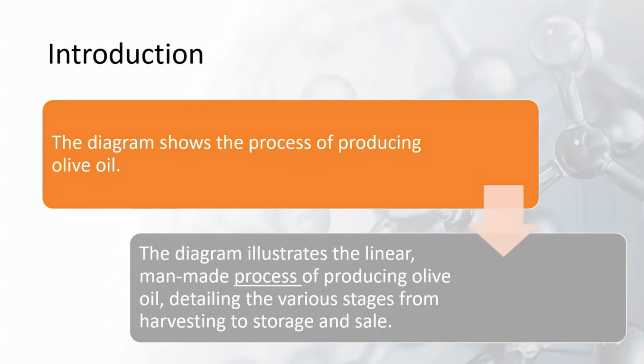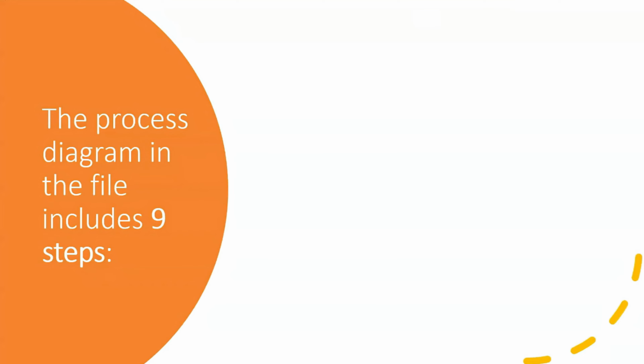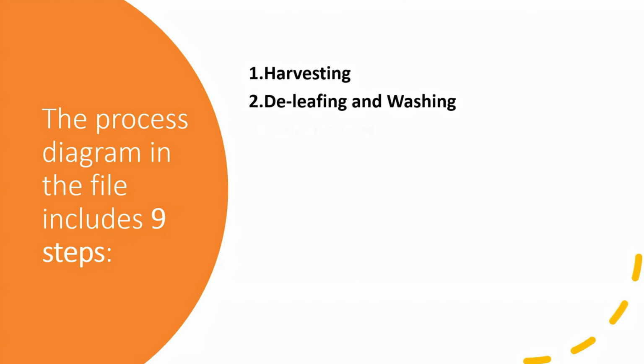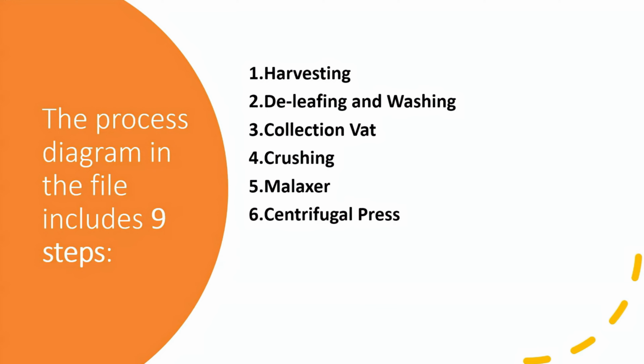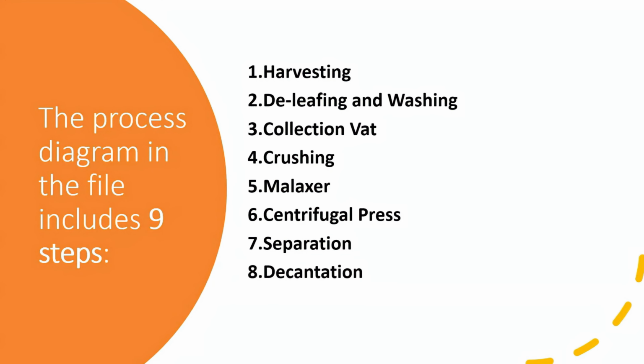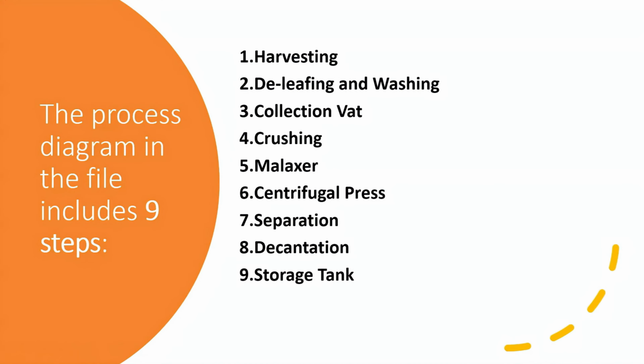And if you notice, instead of the word shows, we've written the word illustrates because it's stronger, more formal vocabulary. And we should note that in our little diagram, the process essay included 9 steps, and that's important for our overview. So let's list them. It included harvesting, deleafing, and washing, collection vat, crushing, the malaxer, the centrifugal press, separation, decantation, and finally it goes in a storage tank. So these are 9 steps.